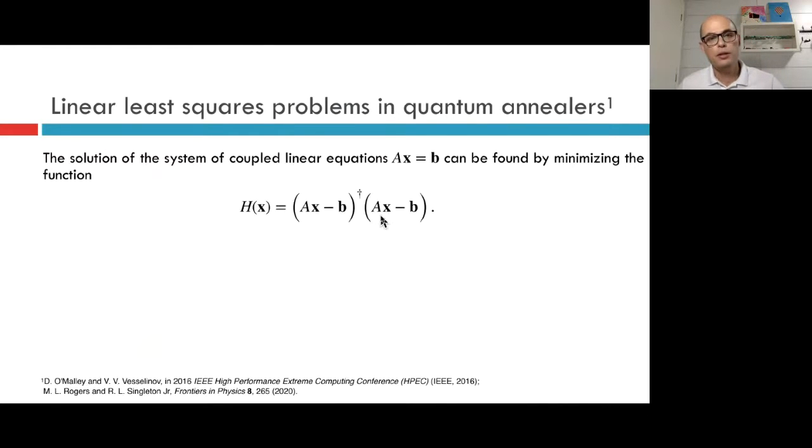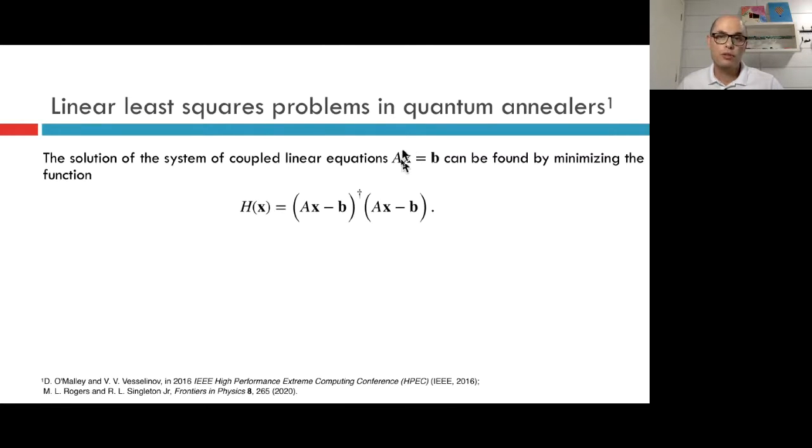Then the basic idea here is to use quantum annealing techniques to solve linear least square problems. The solution of linear least square problems is the solution of a linear system of equations. Suppose that A is an n by n matrix and b is a given vector, so A and b are given, and our problem here is to discover x.